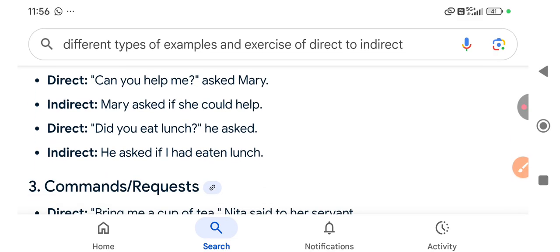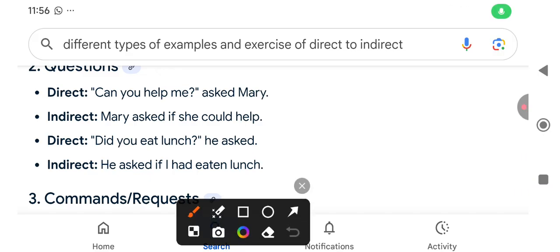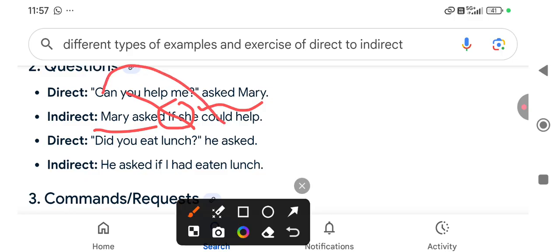For a question, what are the changes? "Can you help me?" asked Mary. Mary asks if. For question words, and a question which is framed with the help of a helping verb, the conjunction that is not used. What conjunction is used? If. So Mary asked if she, you becomes she. If she can, can becomes could. If she could help, this is the change.